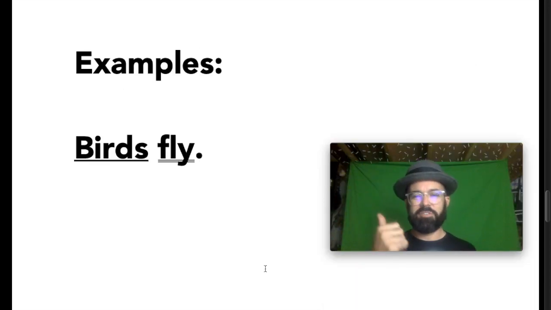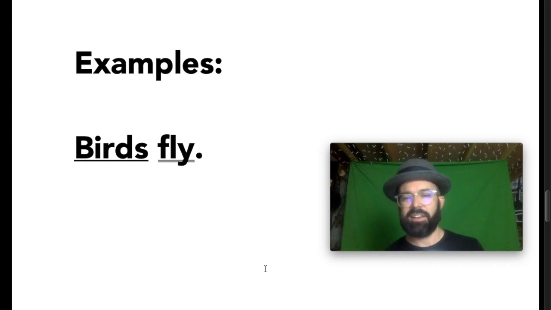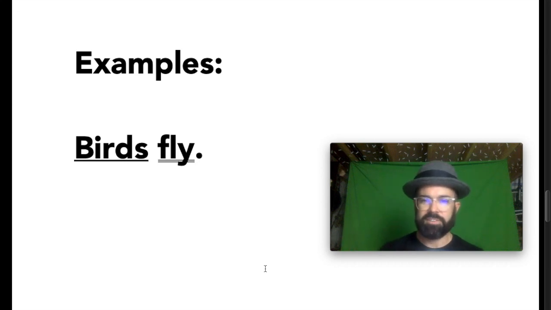Let's take a look at a few examples, hopefully clarify things even more. In this very simple sentence, this two-word sentence, "Birds fly," I underlined the subject once, birds. This is a sentence about birds. It is the subject of the sentence. The predicate is just one word. The predicate is just the verb, fly. It tells something about the subject. It tells what the birds do. Birds fly.